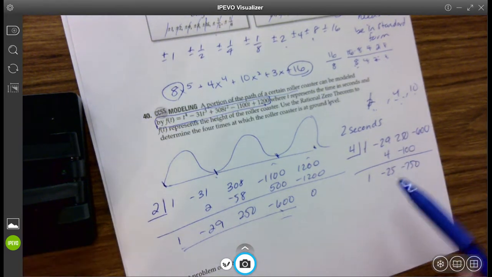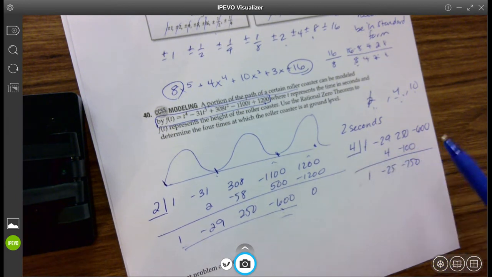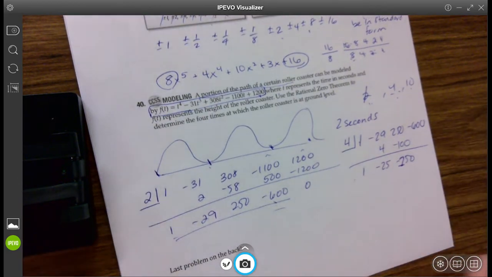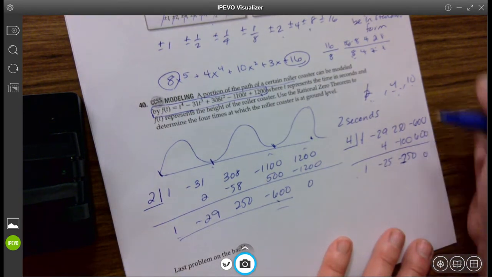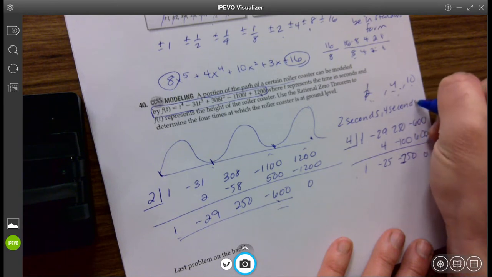That doesn't make sense. Drop the 1 for negative 25 times 4. Oh, that's why. Duh. 150, not 750. Right, 4 times 150. Yep, 600. So 4 seconds. So the roller coaster is going to hit at 2 seconds, 4 seconds.